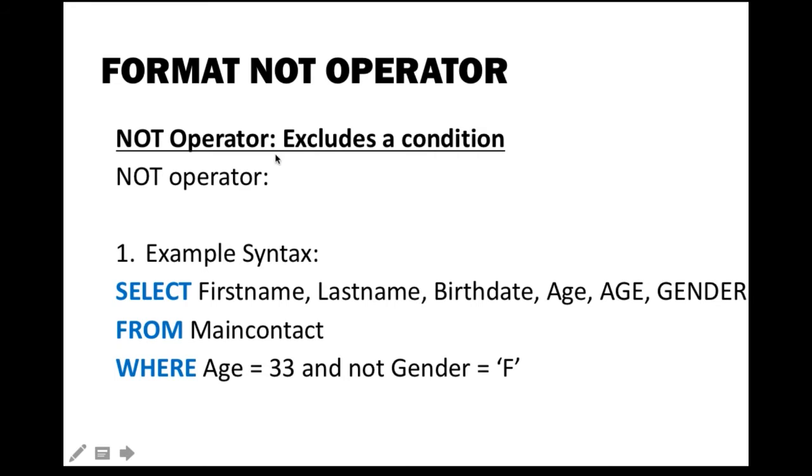The not operator will exclude a condition. So if you want to refine your results to find something very specific and you want to exclude something from the search results, you use this not operator. So for instance, we're selecting our column names from our table name where age is equal to 30 and not the gender F. In our columns, F stands for female. So this will result in only males that are equal to the age of 30 because we've excluded the gender F for female.